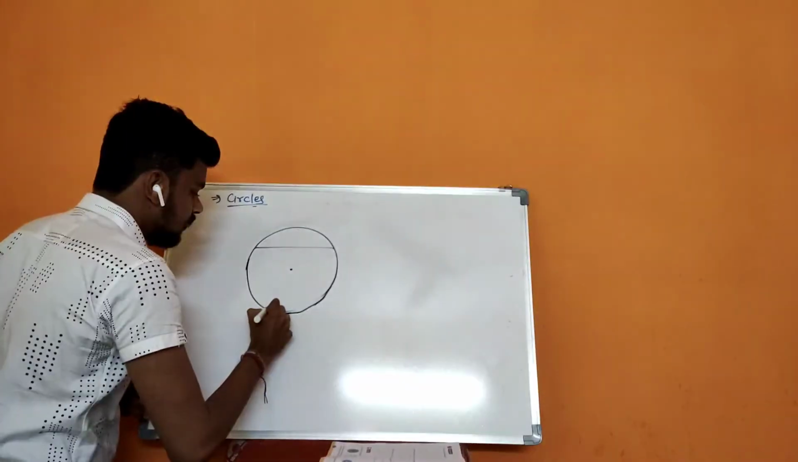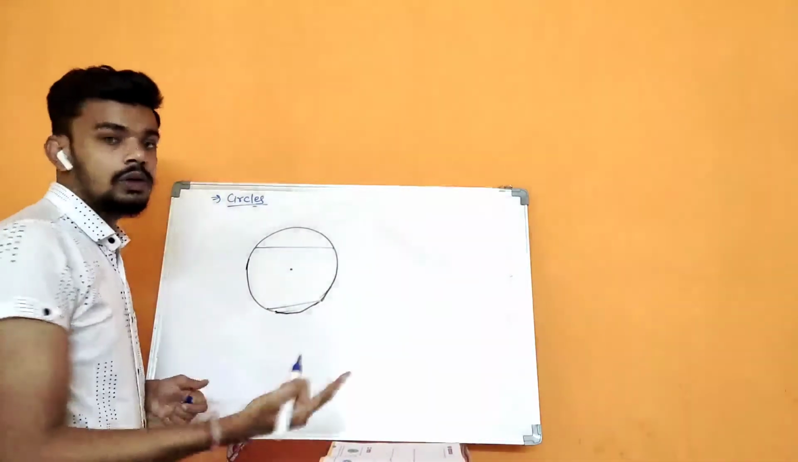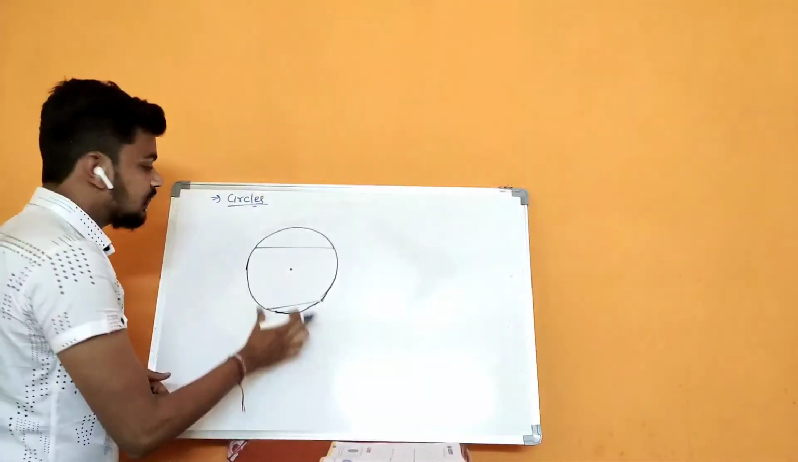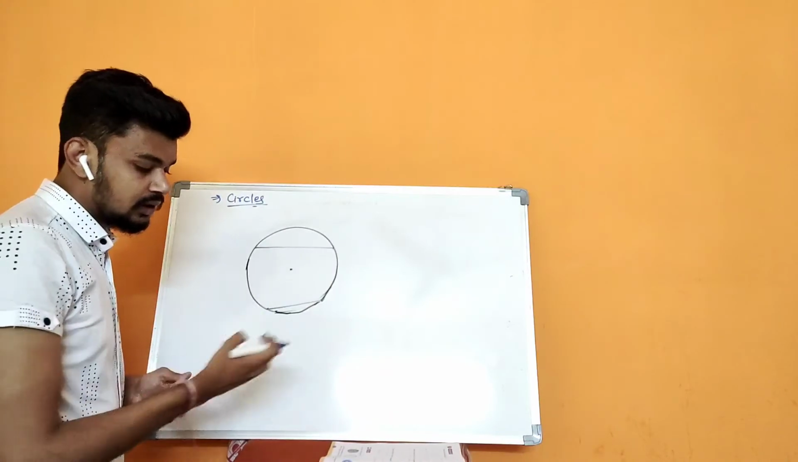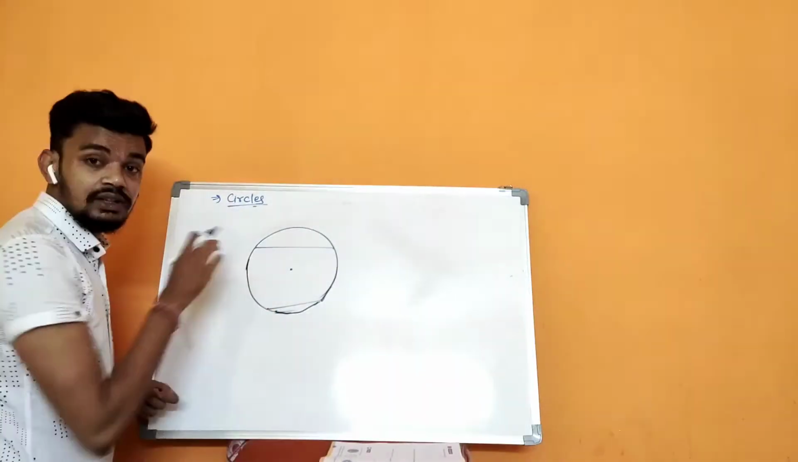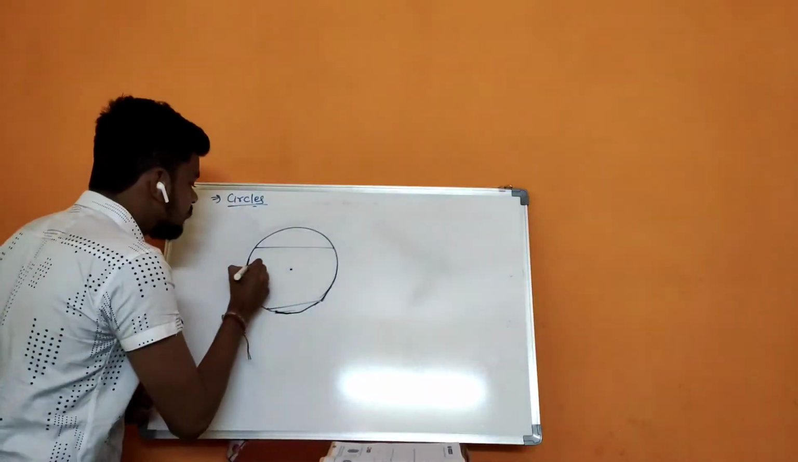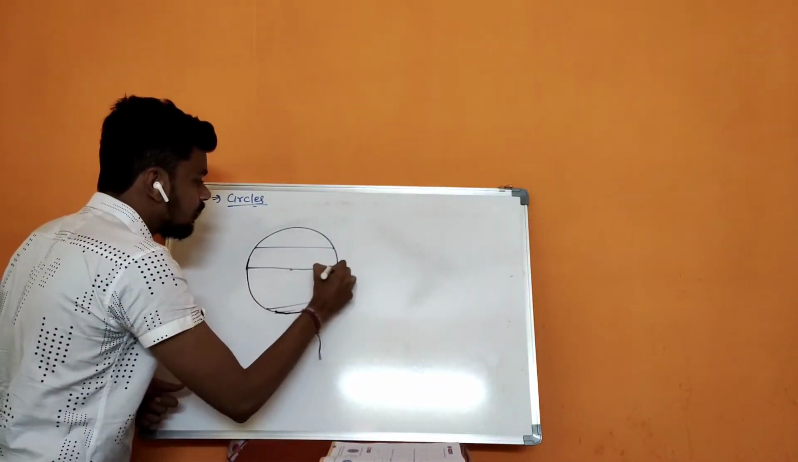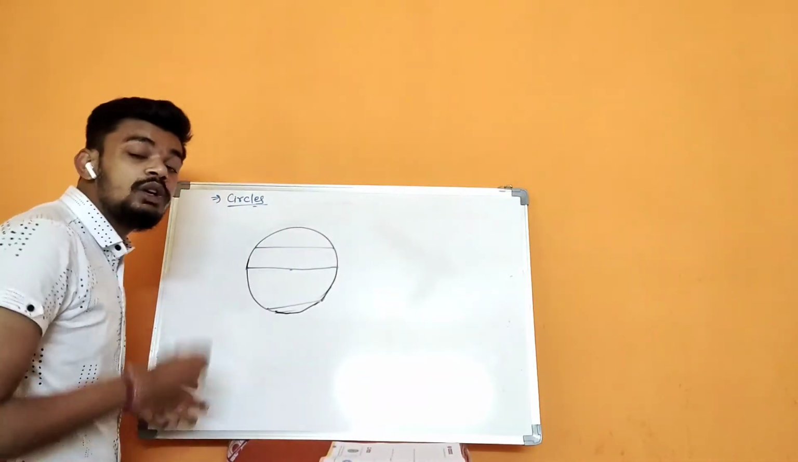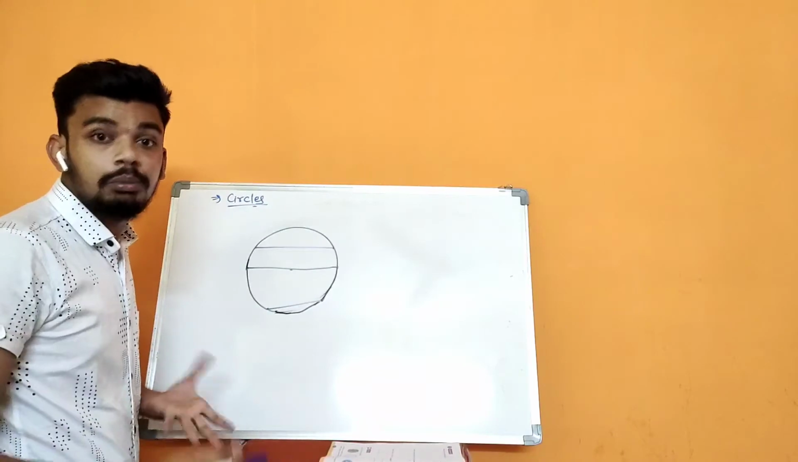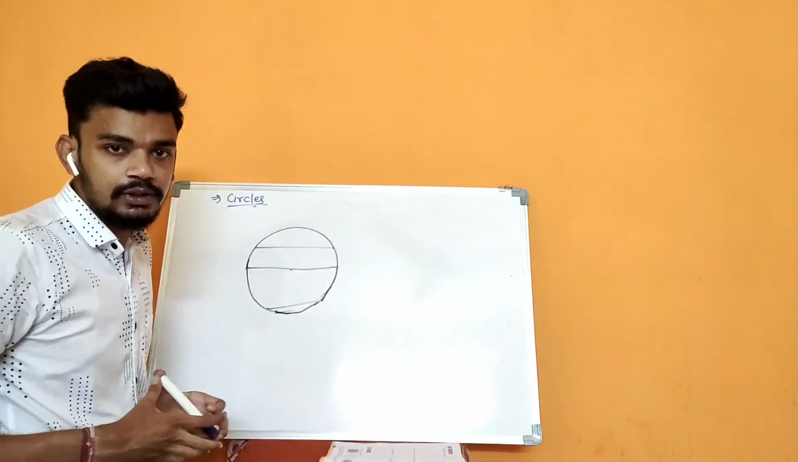Then this could also be an example. We just need one line segment, and that line segment's endpoints are on the circle. Understood? Then again, as I said, in this one we can also take the diameter, so this is also included in that. So we can say that all diameters are called chords, but as you can see, not all chords are included in the diameter.